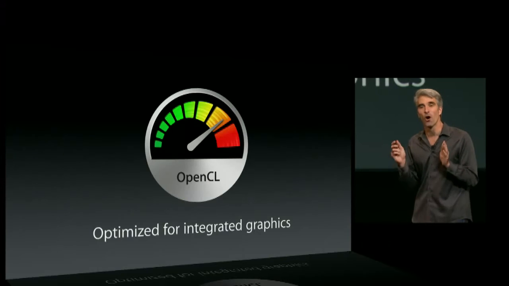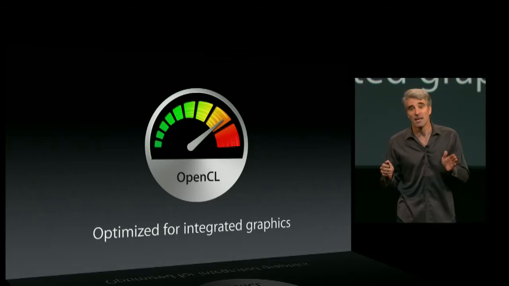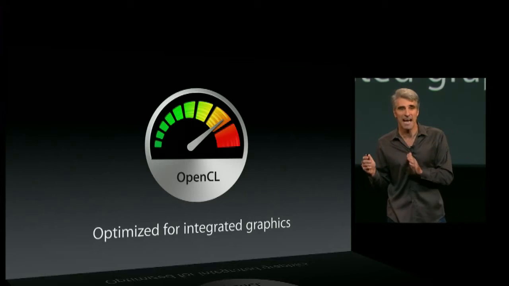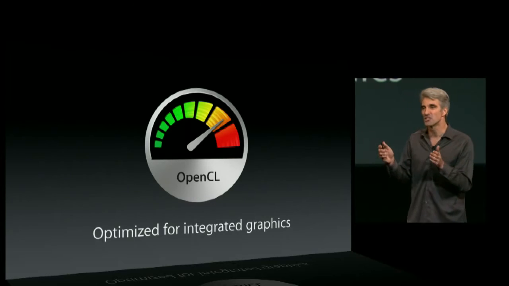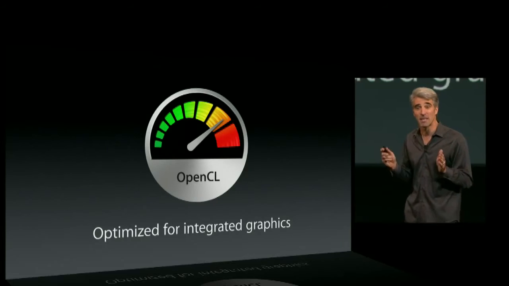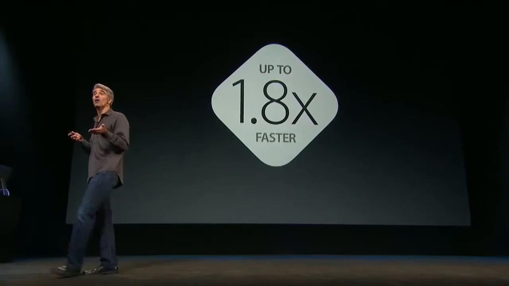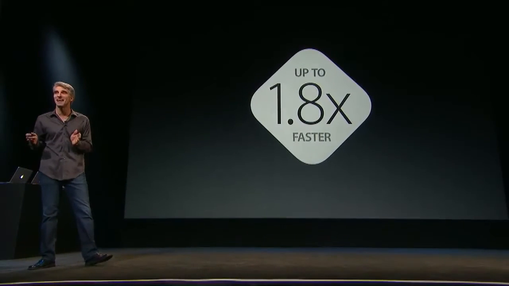Finally, we brought OpenCL to integrated graphics. Now, OpenCL takes compute-oriented tasks that would normally run on the CPU and instead takes advantage of the massive parallel compute power of the GPU to make them run much faster. And we see in benchmarks results of up to 1.8x acceleration for these tasks, and sometimes 2x and higher for image processing tasks. It's really fantastic.